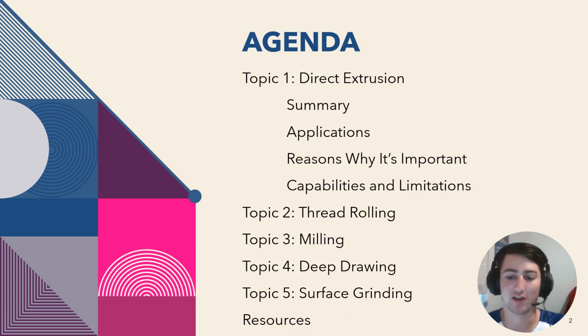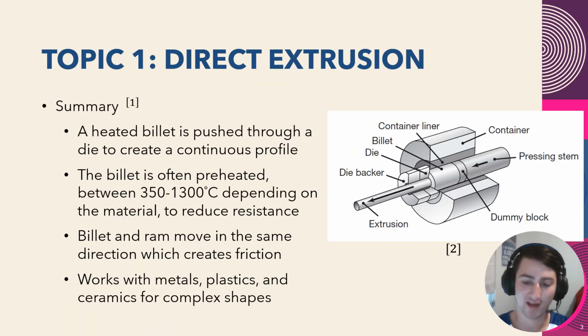So first, we'll be looking at our agenda. We'll start with our first topic, which is direct extrusion, and our subtopics will be a summary of what the technique is, applications of it, reasons why it's important, as well as capabilities and limitations. We'll be going through these subtopics for our 5 topics total, and we'll be looking at thread rolling, milling, deep drawing, and surface grinding, and then taking a look at my resources as well. So let's get started with direct extrusion.